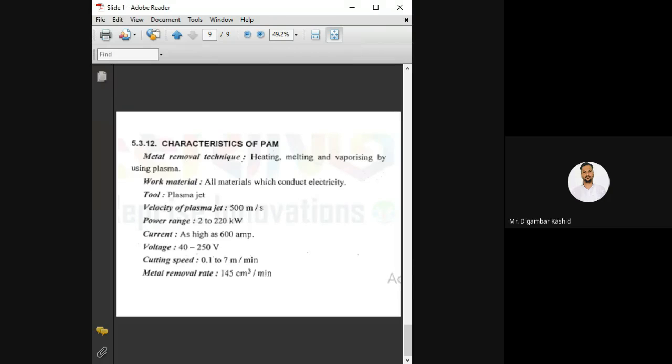Before that, I will quickly ask some simple questions. What is the working principle of plasma arc machining? In short, or in 2 words, you can give the answer. Anybody can give this answer, no problem. Simple question, like an oral question. What is the working principle of this plasma arc machining? How is material removal taking place?